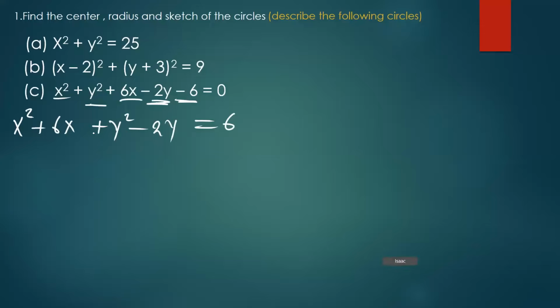So the first thing that we do when we are completing the square is, Isaac, please look at your phone properly. You are about to start writing on the screen. I've seen something here.